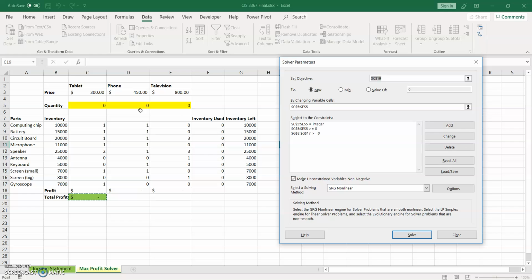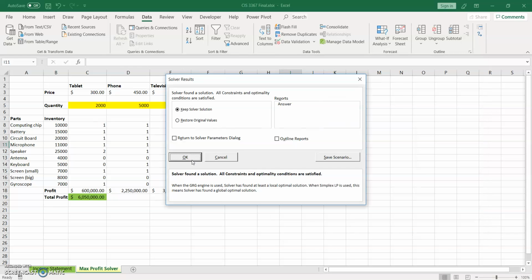The next one is that the quantity has to be greater than or equal to 0. That means that companies obviously have to sell the product; it cannot have a negative value sold. The same applies to the inventory left. At the end of the year, we cannot go above what we have of the inventory. So we're going to go ahead and hit Solve.